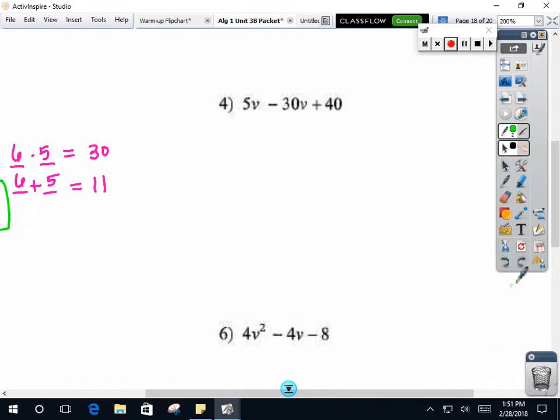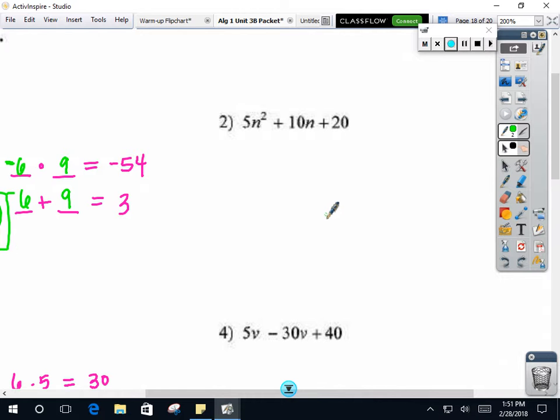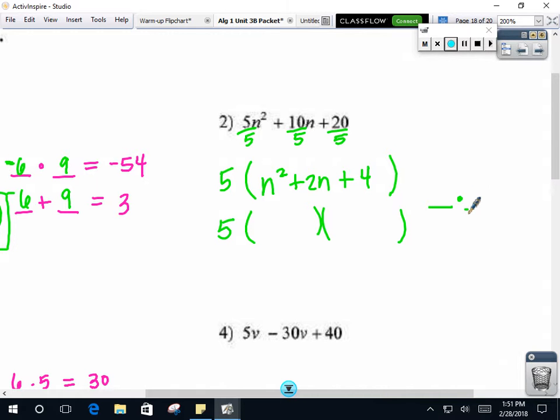Okay, go to number 2, which is the top right. What is the GCF for this one? What can be factored out of the trinomial? 5. When you factor it out, you're dividing it from each term, which leaves what trinomial? Plus 4. Okay, so now you're trying to find 2 numbers, and those 2 numbers multiply to give you a 4, and add to give you a 2. What 2 numbers will do that?